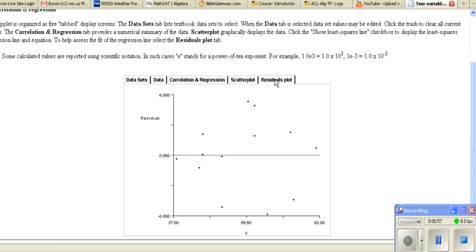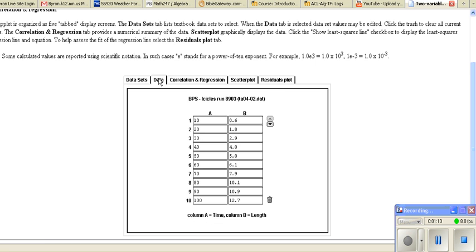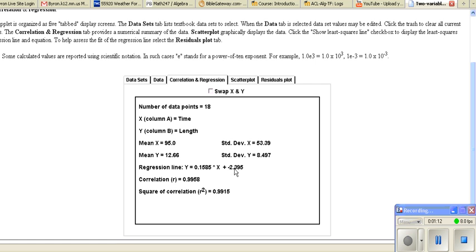Let's look at your residual plot. Are they pretty much randomly distributed on either side of your horizontal axis of 0? Yes, so it's a good fit. Let's take a look at the icicle run. Here's your data. The least squares regression line is right here. R is quite high. R squared is also high.